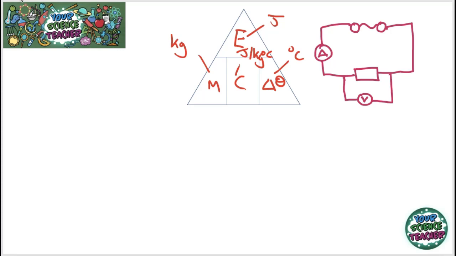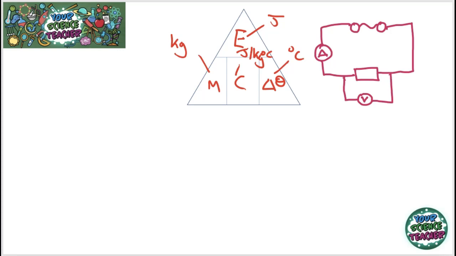And I can do an experiment to work out the specific heat capacity of any material. And you only need a few simple apparatus. You need a circuit containing an ammeter and a voltmeter, something to measure the mass of whatever you're testing, and a stop clock.